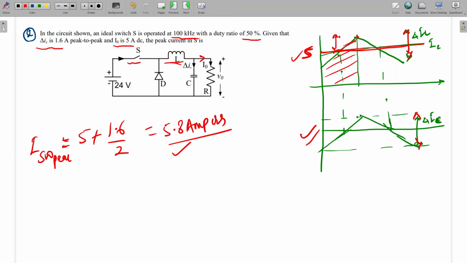But here they have not told whether it is continuous or discontinuous, we can say from here. The condition is IL average greater than delta IL by 2. IL average and I naught average are the same. So 5 is greater than 1.6 by 2. It means we can conclude that the converter is working in the continuous conduction mode. Is it clear?